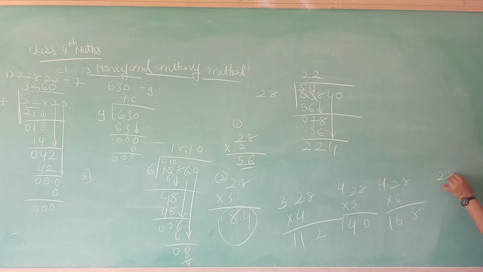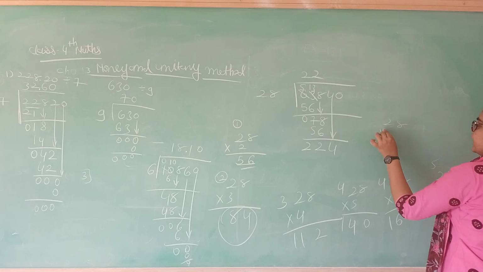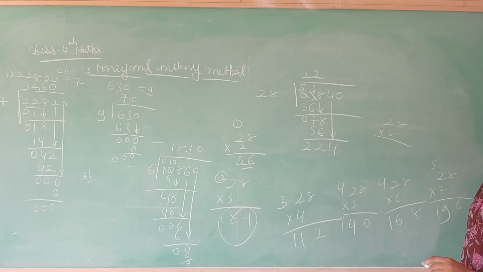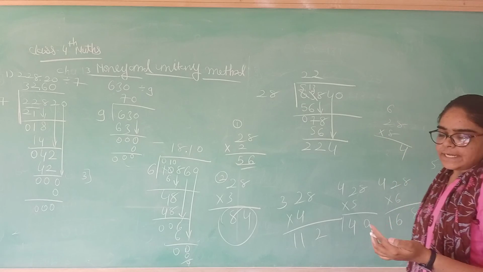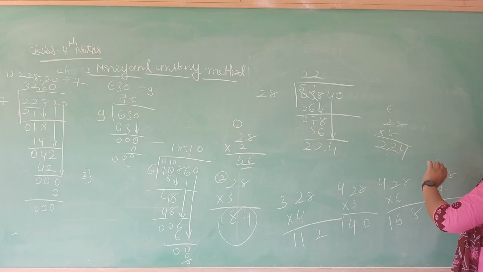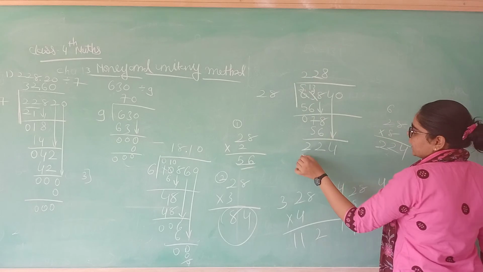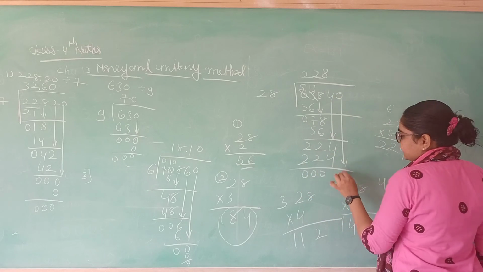168. Then again 28 sevens: 7 8s are 56. So 6 here, 5 here. 7 twos are 14, 15, 16, 17, 18 and 19. Okay, 196. Then after that 28 eights: 8 8s are 64. 4 here, 6 carry over. 8 twos are 16, 17, 18, 19, 20, 21 and 22. Okay, then directly 28 8s are 224. Okay, then bring down 0.